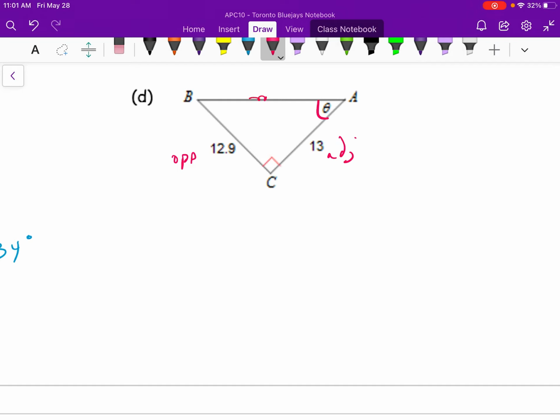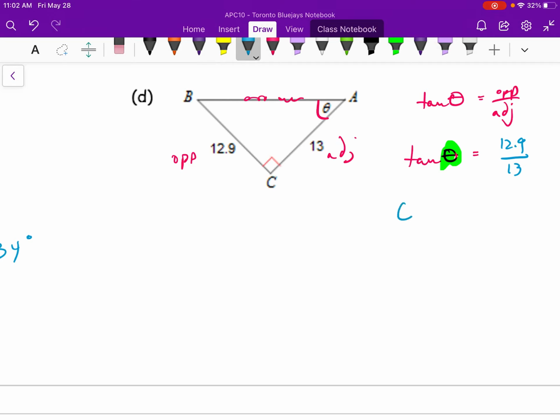The hypotenuse, which is this side here, is not included in the question whatsoever. So I have theta, I have to figure out the trigonometric ratio that has opposite and adjacent, and that is the tangent ratio. Now I'm trying to figure out theta, but in order to figure out theta, I need to figure out the tangent ratio first. And the opposite is 12.9, and the adjacent is 13.